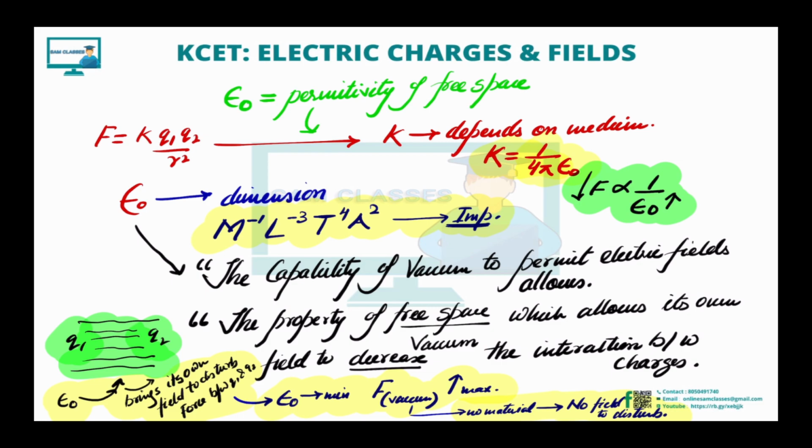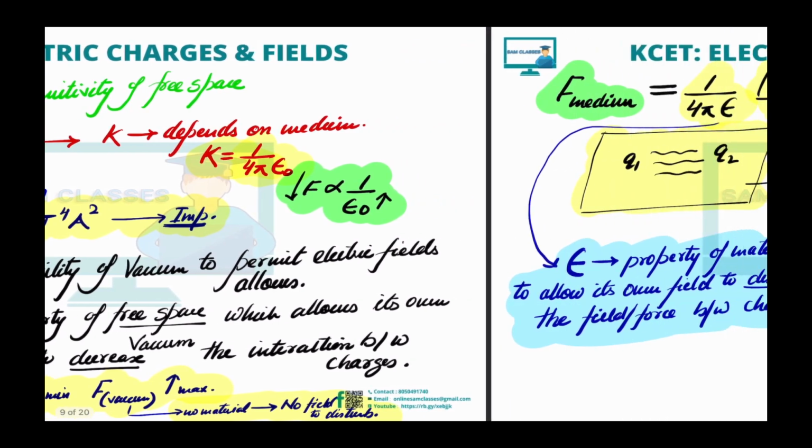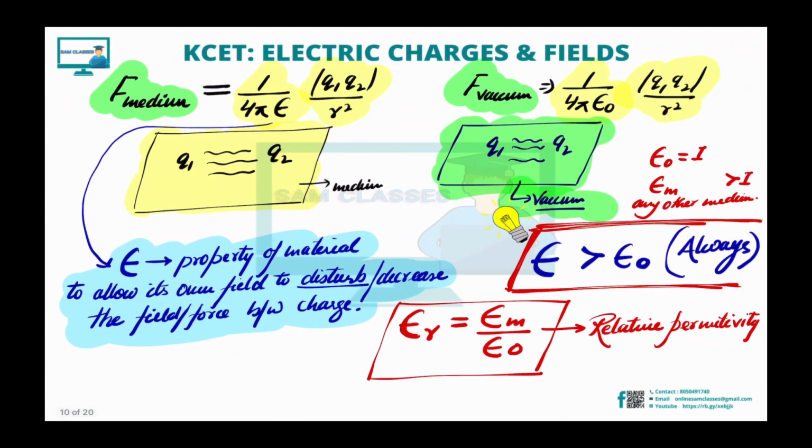So the capacity or property of a medium to create or allow its own field to disturb or decrease the interaction is known as epsilon naught. So the less the epsilon naught, the more will be the force. If we got a basic idea, let's move forward and understand the force concept.